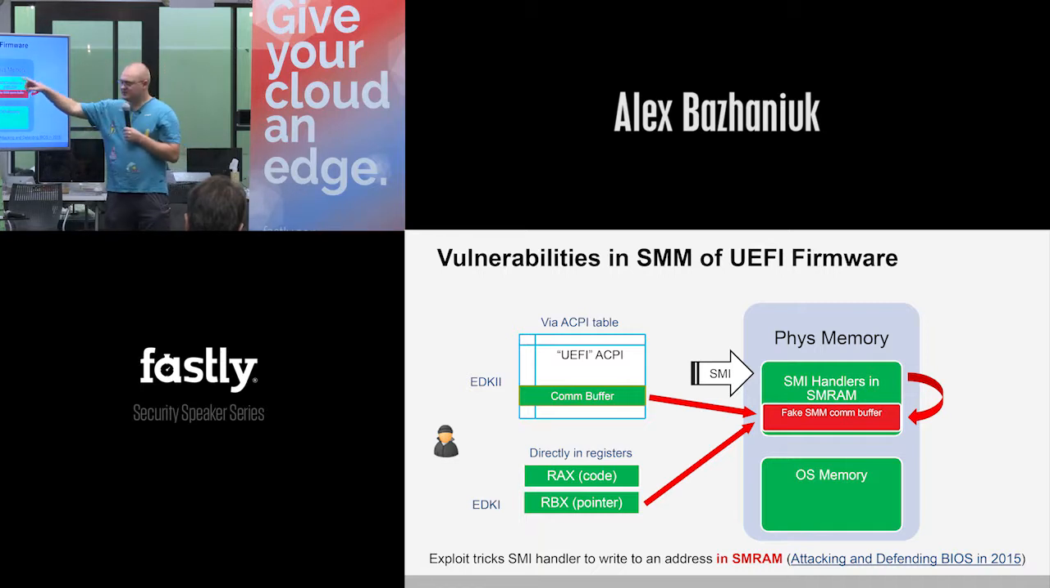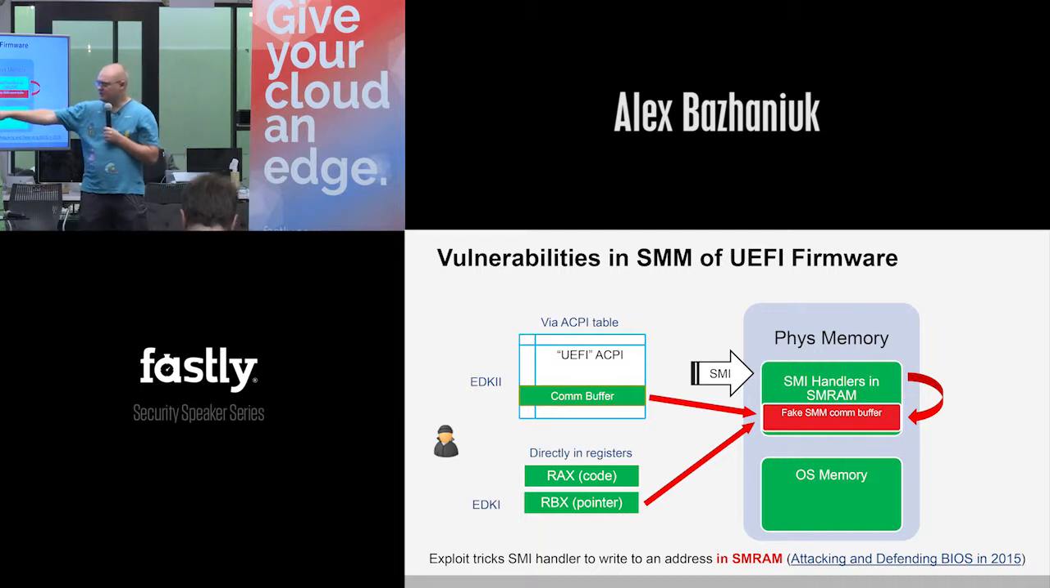And this interface between the kernel and the SMM is supposed to be properly validated in SMM. So SMM should not trust this interface. In EDK1, the interface was implemented through general purpose registers. In EDK2, it was implemented through a COM buffer. And the idea of the attack was like this.